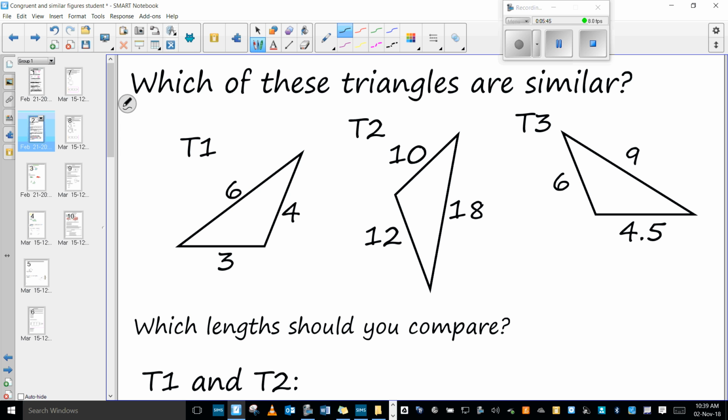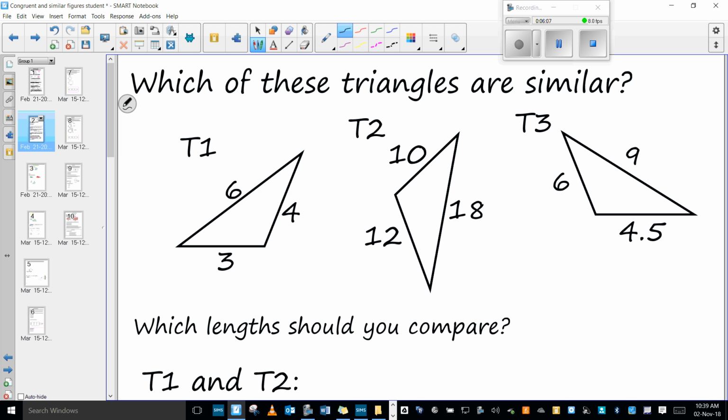Basically, compare the length of the sides. Yeah, exactly. Because we've said that similar shapes are bigger or smaller, so what's happened is that all of your side lengths are multiplied by the same number. But it has to be exactly the same number, not almost the same number. It has to be exactly.